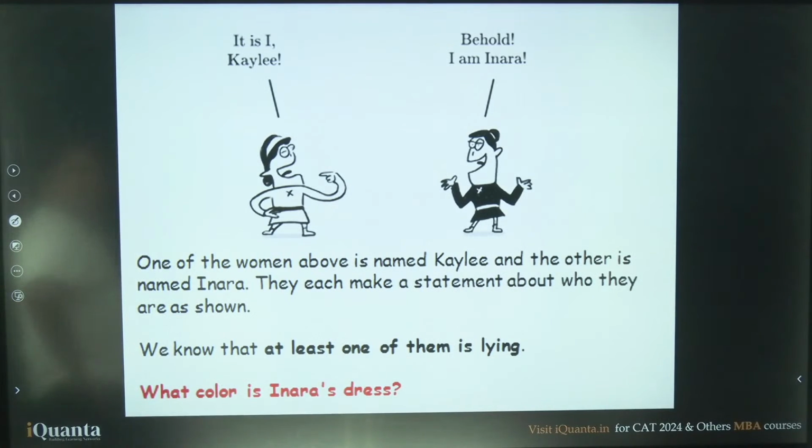There are 2 women. One of the women above is named Kaylee and the other is named Inara. They each make a statement about who they are, as shown. We know that at least one of them is lying. What color is Inara's dress? It can be either black or white. Either black or white. Tell me the answer.